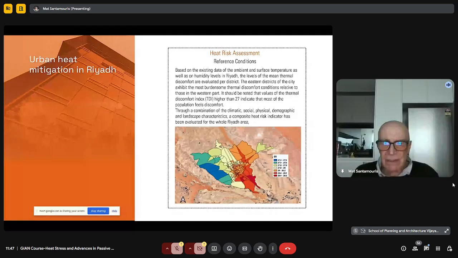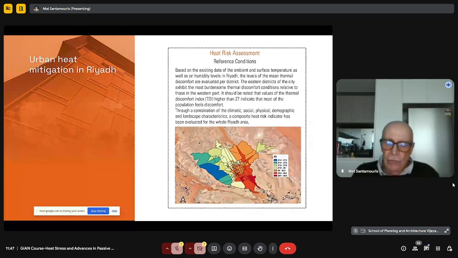We found that the eastern districts of the city have the most burdensome thermal discomfort conditions relative to those in the western part. The thermal discomfort index is higher than 27. That means that most of the people feel discomfort. But this is well expected because, you know, in Riyadh, everyone is living under air conditioning. So we have designed a map of the thermal discomfort and the heat risk assessment for the city of Riyadh, as you can see there.